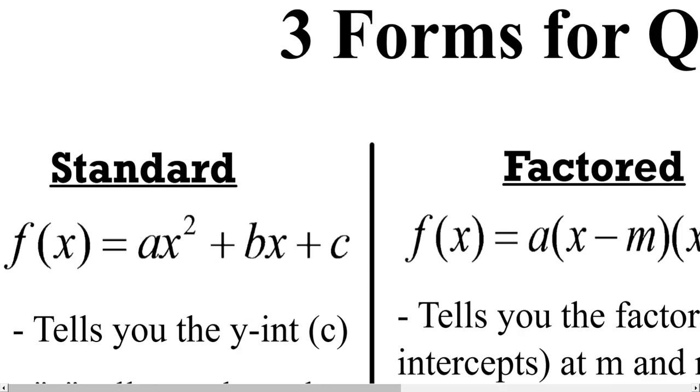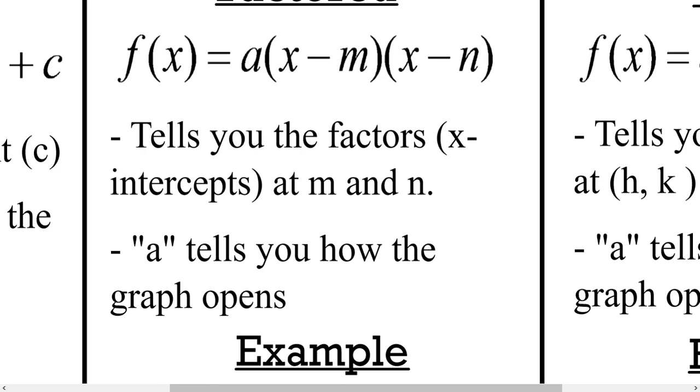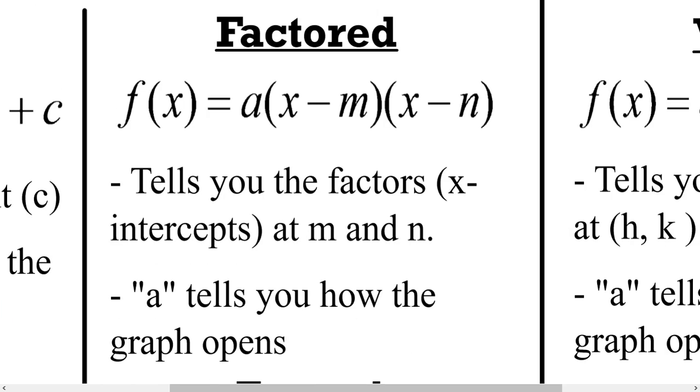The second form is called factored form. It's factored form because we've taken something in standard form and factored it to get the factors of the equation. The benefit of factored form is it tells you where the x-intercepts are. The x-intercepts for this would be at positive m and positive n. And just like standard form, the steepness factor up front will tell you how the graph opens. That's the one thing that they all have in common. They all will tell you how the graph opens. That's the one thing that they share, besides being a quadratic.